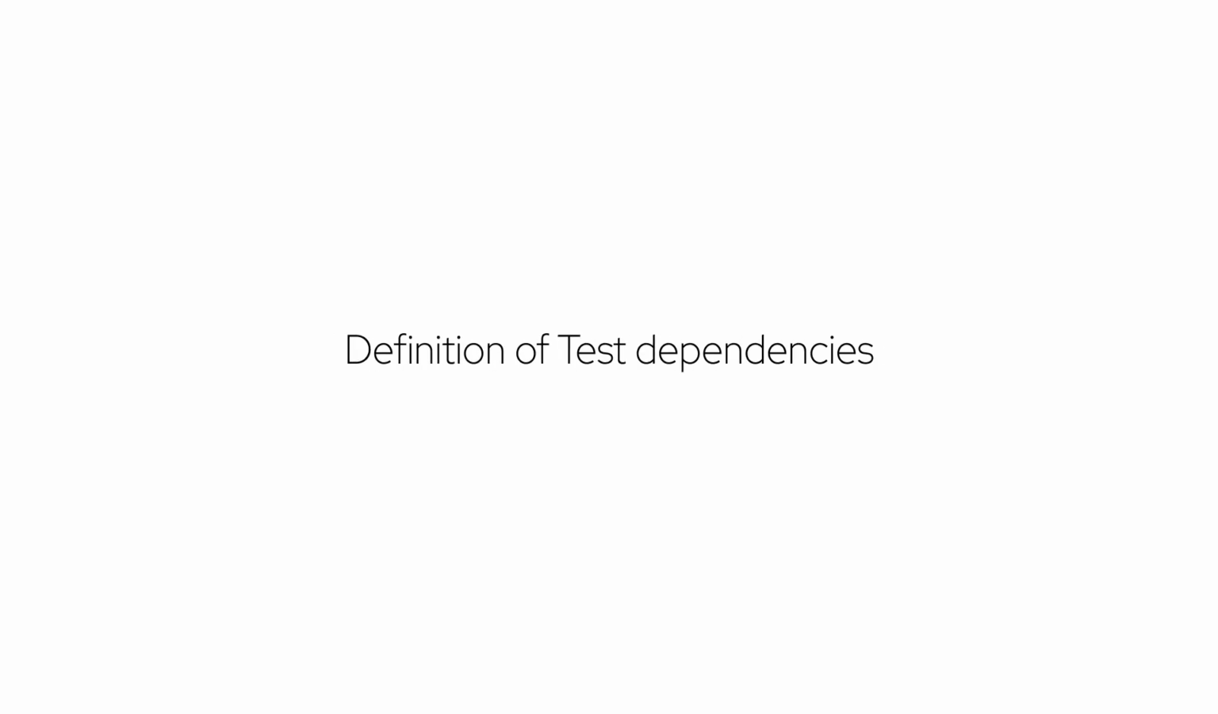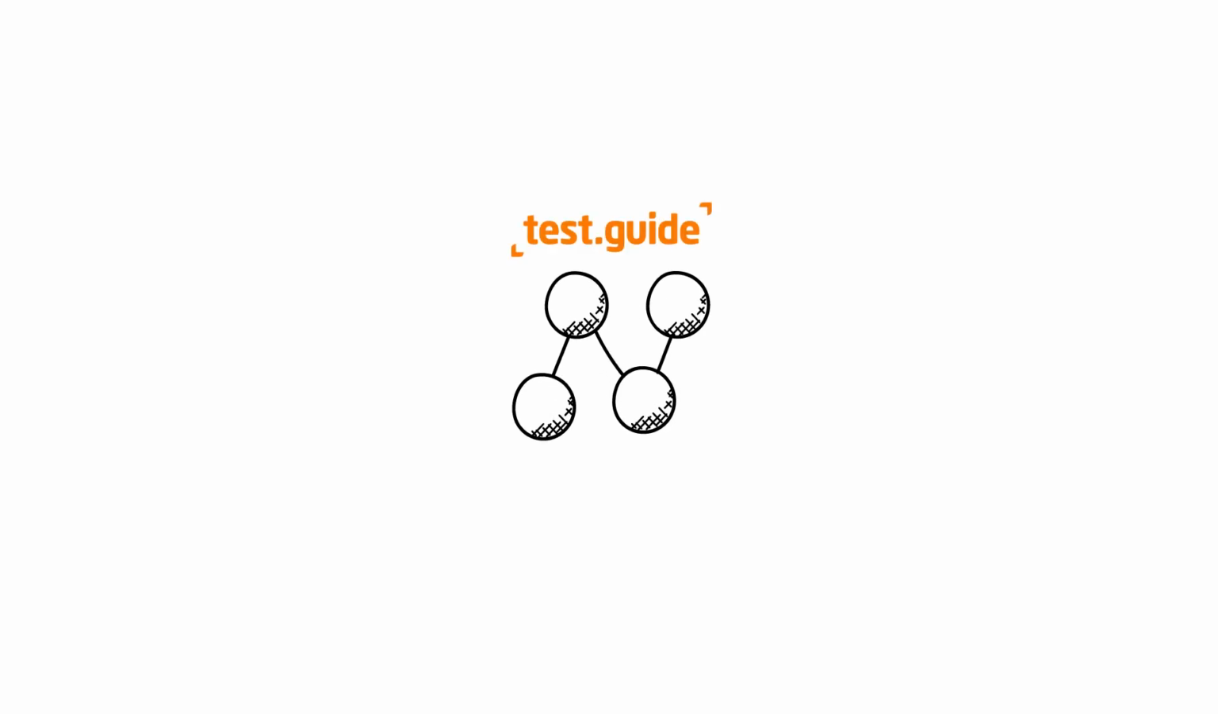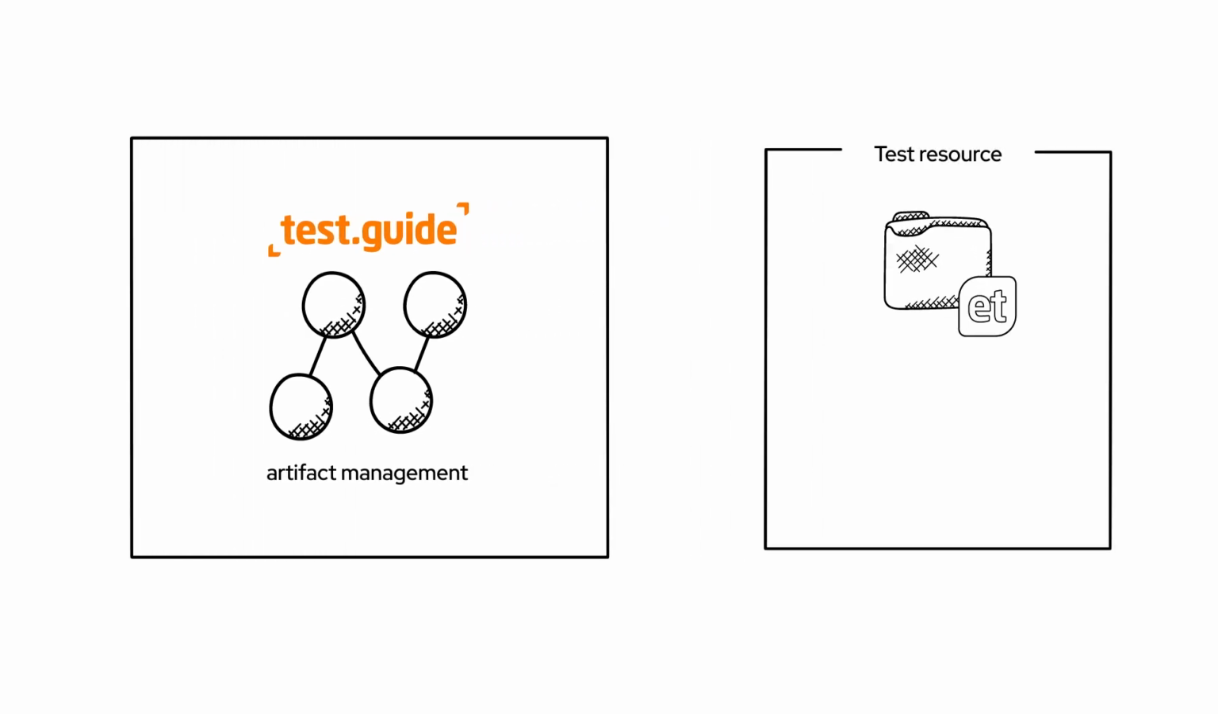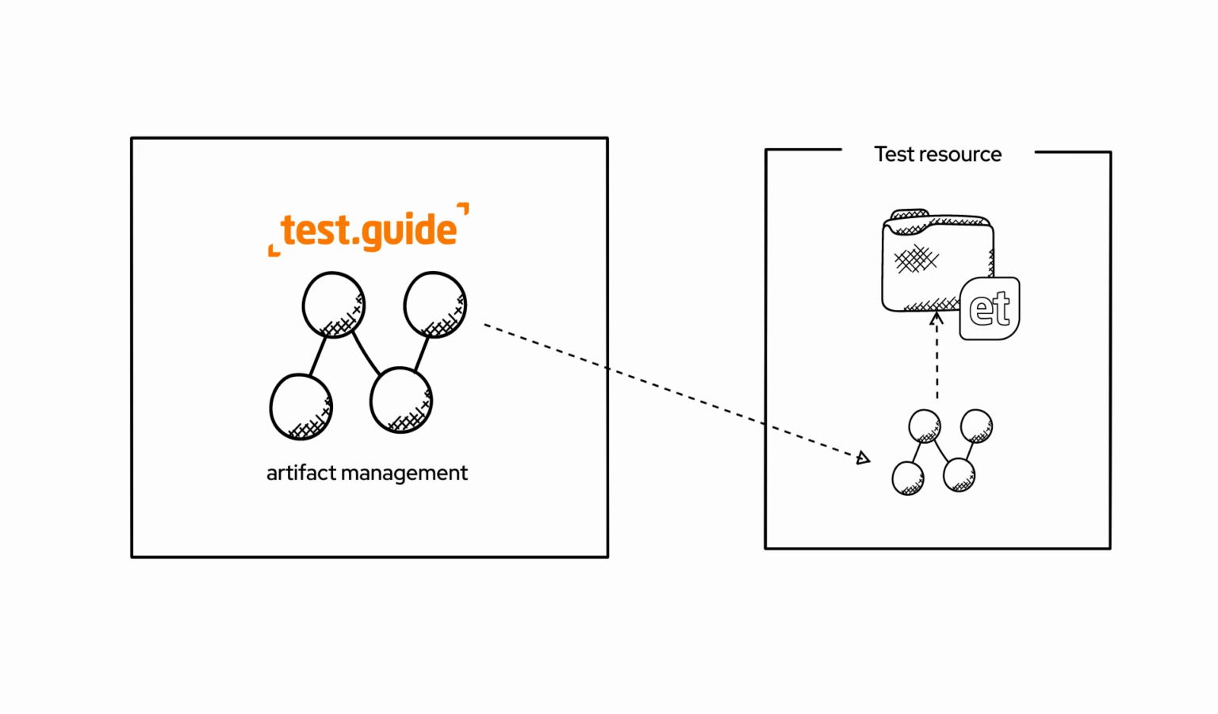A playbook can have any number of additional test dependencies besides the main test source. For each of these dependencies, you also have to define a source, which can be one of 4 different types. Artifact means that a test dependency is stored in the test.guide artifact management, just like the artifact test source.